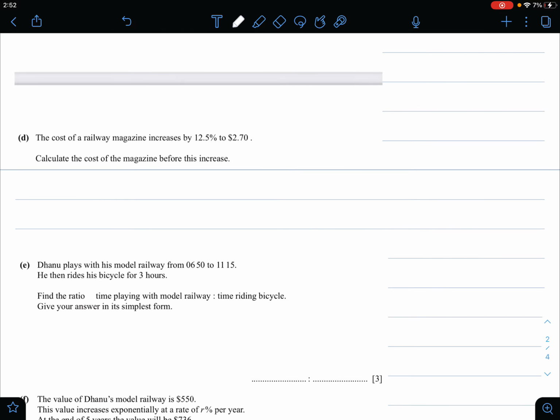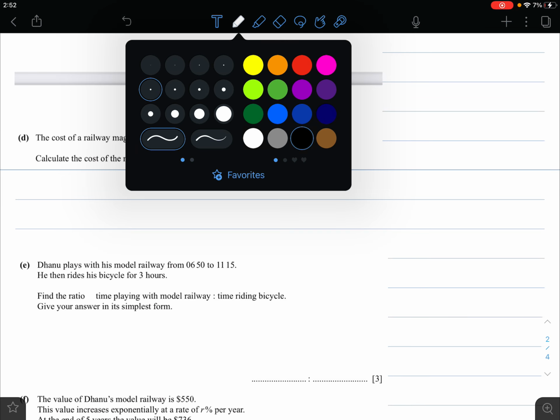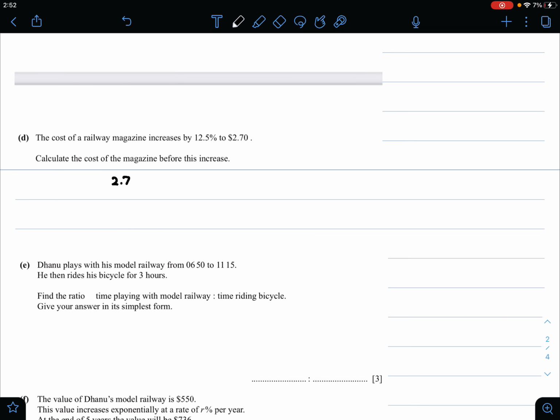So for part D, they are telling us that the cost of the railway magazine increases by 12.5% to 2.7. So we can say that 2.7 is actually 112.5 out of 100, because they are saying that 2.7 is a 12.5% increase. So we have to calculate the original price, which would be 100 out of 100. That would be the original price. It would be 100 out of 100, not 112.5 out of 100.